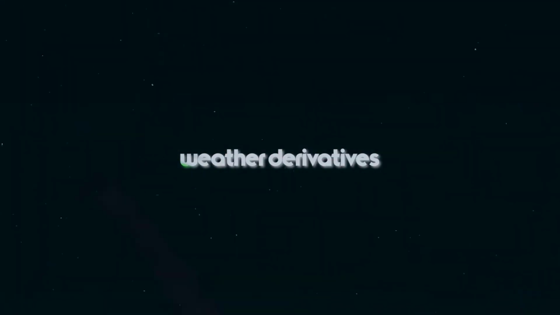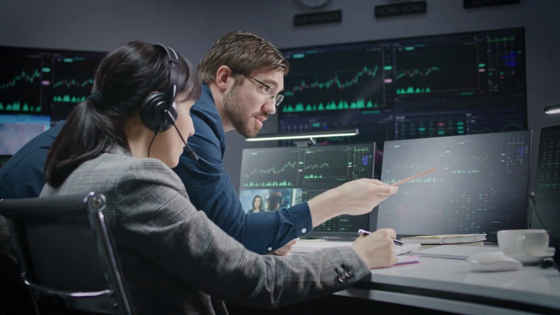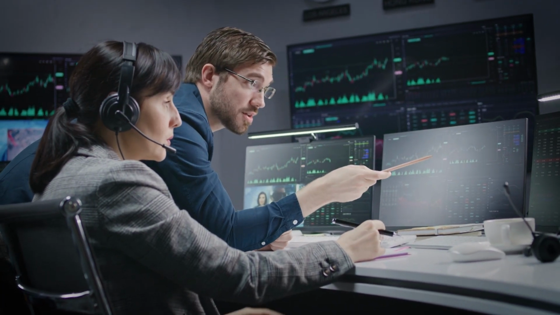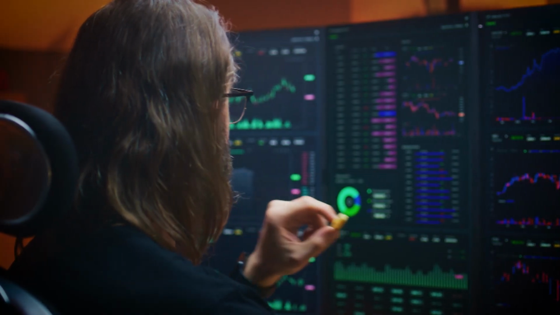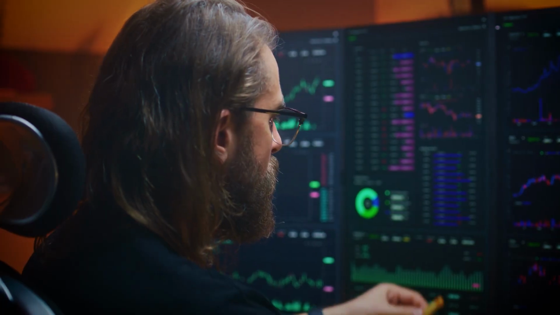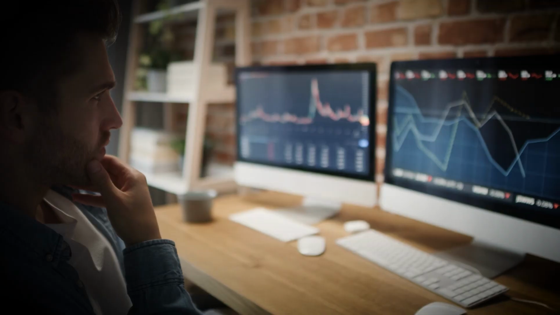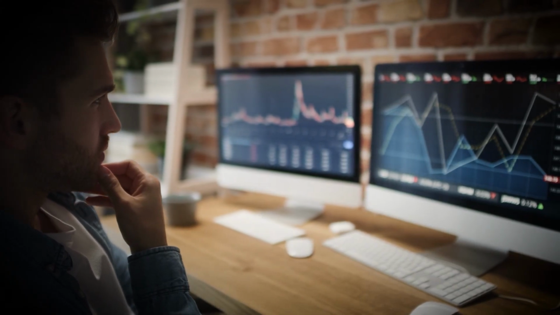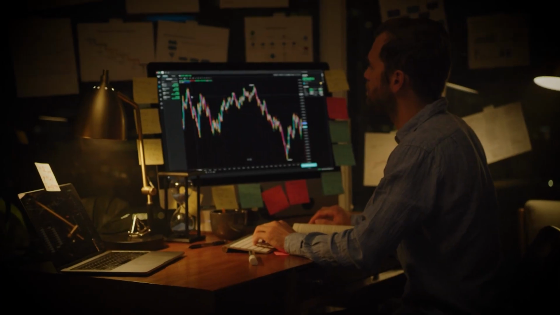Innovations such as weather derivatives and smart contracts are also making a significant impact, providing new tools for investors to protect against market volatility. The world of commodities trading offers endless opportunities for those who understand its intricacies. By familiarizing yourself with these financial instruments, futures contracts, options, swaps, and innovative tools, you can navigate the complexities of the market with confidence.